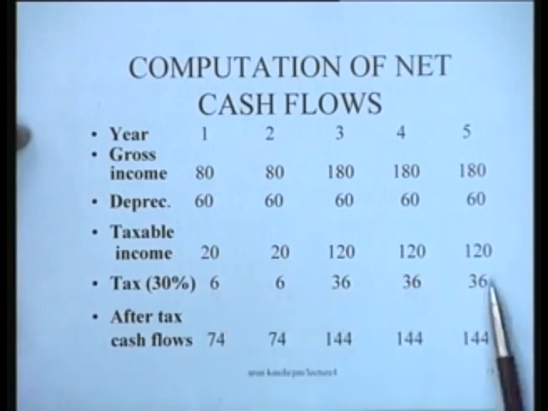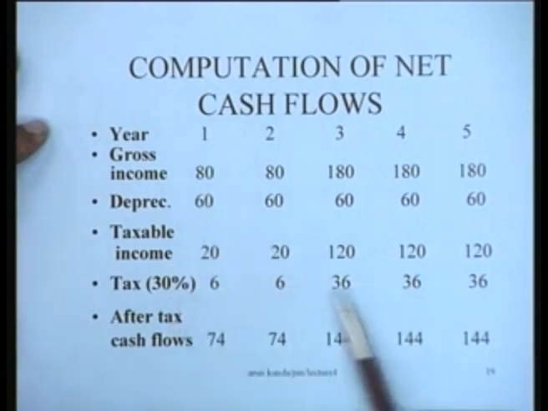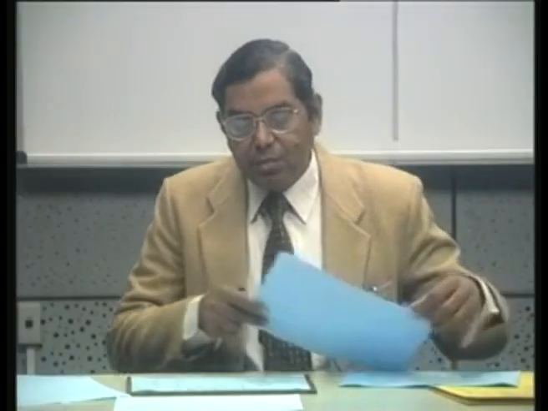Once you have the tax, and this was the gross income, you can subtract the tax from the gross income and determine your after tax cash flows in this particular manner. So the after tax cash flows after taking depreciation into consideration in this situation work out to 74,000, 74,000, 144,000, 144,000 and 144,000. So this is how this can be done. Now with these we can perform an analysis very similar to the kind of analysis that we performed earlier.